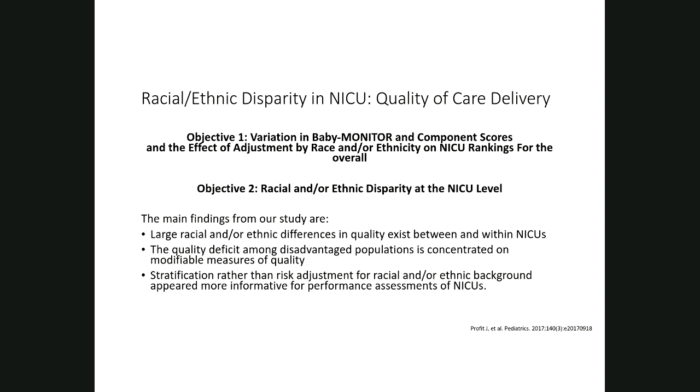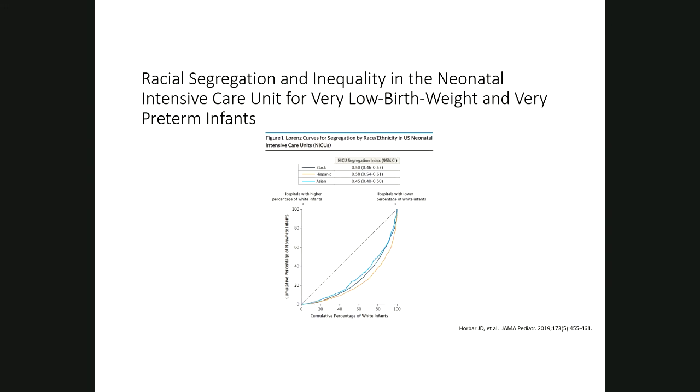Ultimately, what they found in the California hospitals was that there's a large racial and ethnic difference in quality between and within neonatal ICUs. The quality deficit among disadvantaged populations is concentrated on modifiable measures of quality, and it's more useful to look at stratification rather than risk adjustments. Wide differences among NICUs still persist. So if it works in New York and California, does it work nationally? The same group, who are prolific writers, Dr. Horbar and Dr. Lee are the two names that come to mind, looked at Vermont Oxford data.